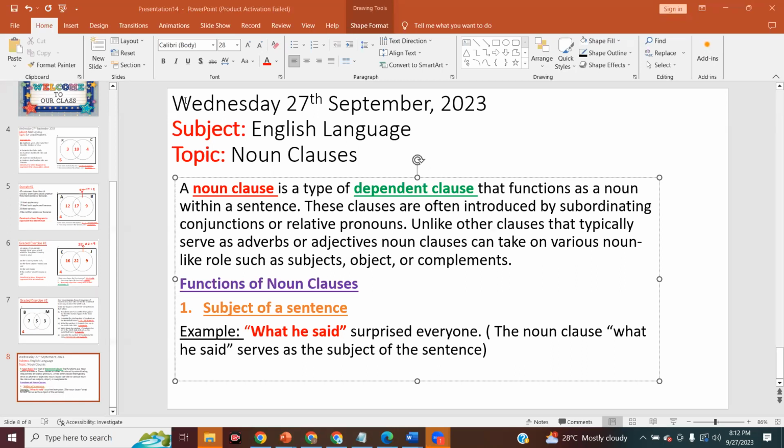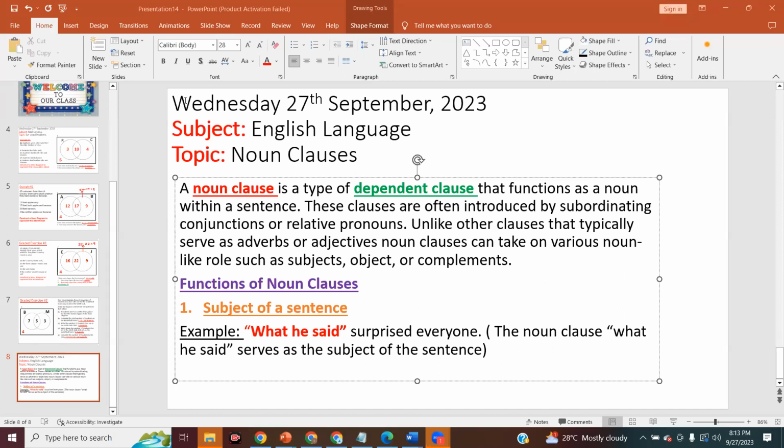Give me one function of a noun clause. Give me a function of a noun clause. It can serve as the what? Can someone help her? Adverbs or adjectives. No. Can someone help out? Give me a function of a noun clause. Subject. It can function as the what? As the subject. The subject of the sentence. Very good.